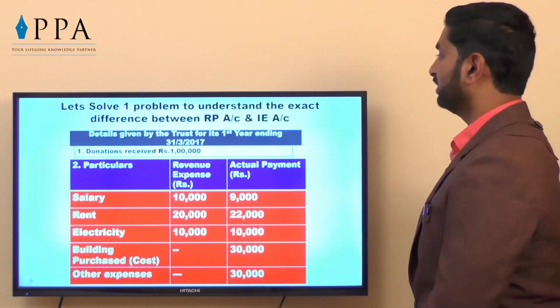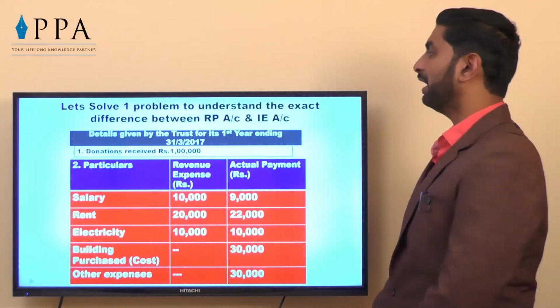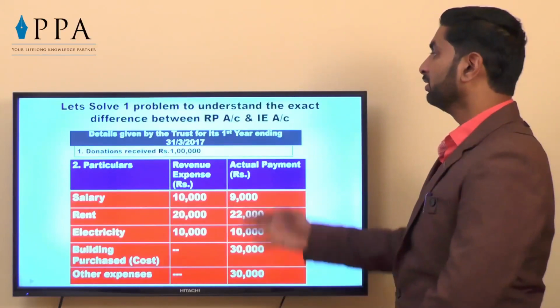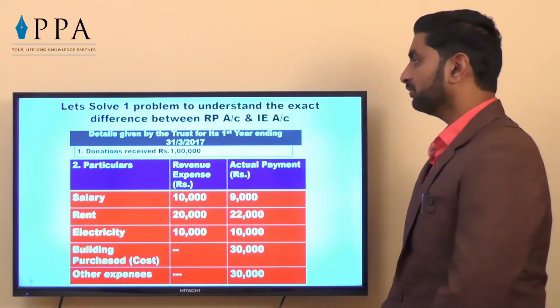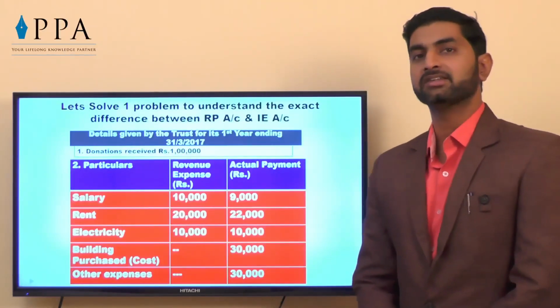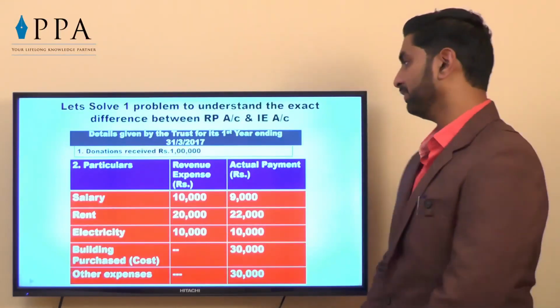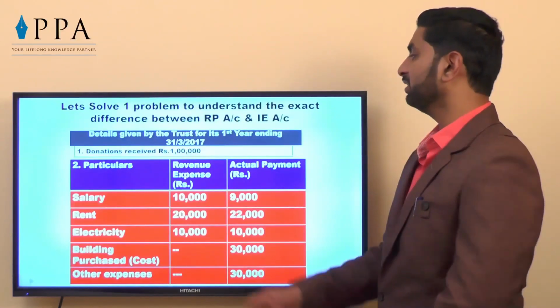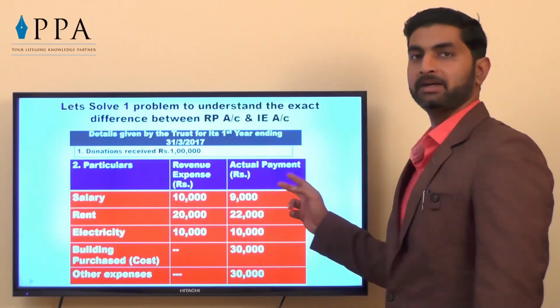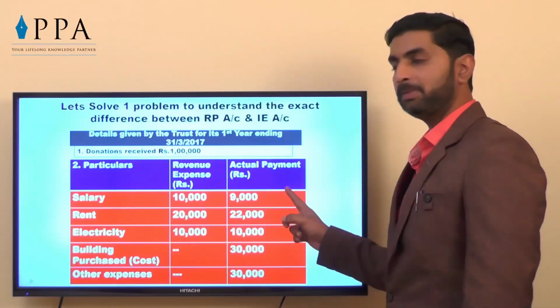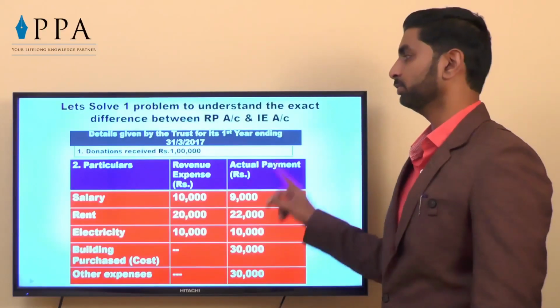Let's solve a problem to understand the exact difference between RP and IE account. Details given by the trust for the first year. So there is no opening balance sheet, it's the first year. It started with a donation received of rupees 1 lakh. Now there are two columns given, revenue, expenses and actual payments. Revenue, expense, actual payment. Mark the difference between these two words.